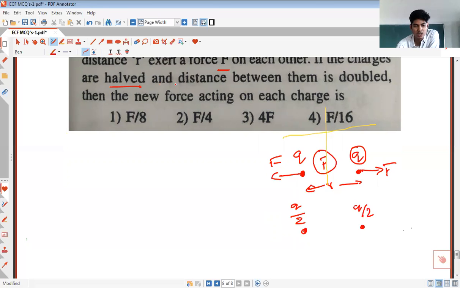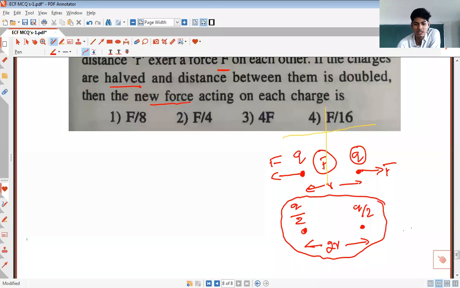If the charges are half and distance between them is doubled, earlier the distance was r, now let us make it 2r. Distance between them is doubled. What is the new force acting between them? Now you have to calculate force acting between these two particles.